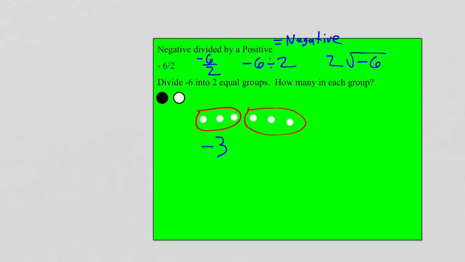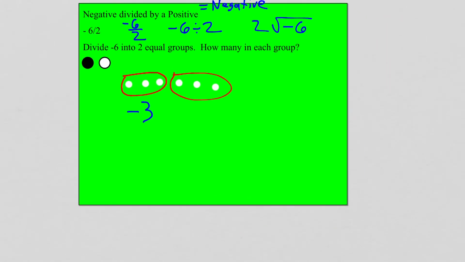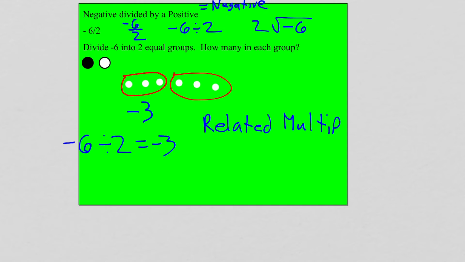And then if we look at the related multiplication, the question here is negative 6 divided by 2, and we said that equals negative 3. Well, the related multiplication should work with this. And it's good to get the kids thinking about how division and multiplication connect.